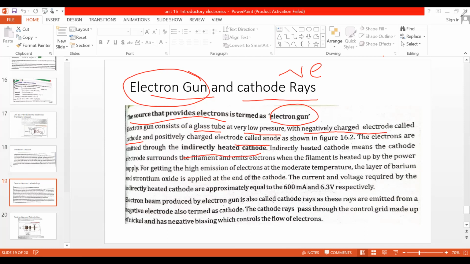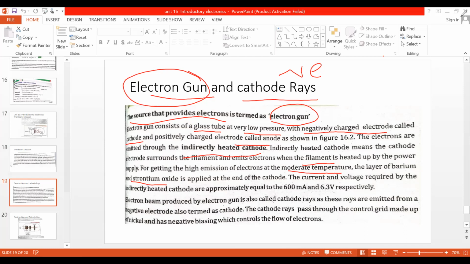Indirectly heated cathode means the cathode electrode surrounds the filament and emits electrons when the filament is heated up by the power supply. So again, we will use a tungsten filament over here, connected to a battery, and we know that this is the indirect method to take out the electrons. For getting a higher emission of electrons at a moderate, normal temperature, a layer of barium and strontium oxide is applied at the end of the cathode.